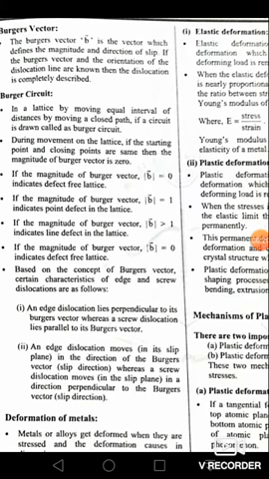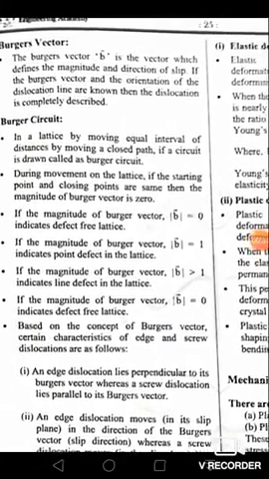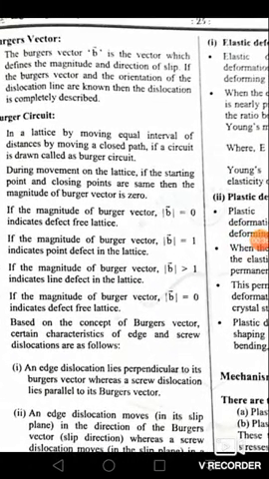A Burgers vector is the vector which defines the magnitude and direction of slip. If the Burgers vector and the orientation of the dislocation line are known, then the dislocation is completely described. So, if you know the direction of the Burgers vector, we can clearly describe the dislocation. That's what he is trying to say.